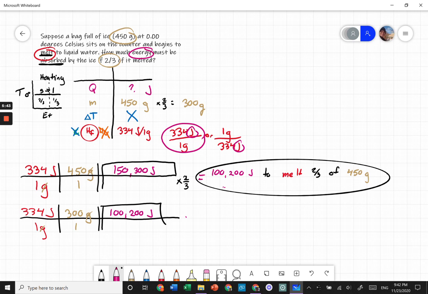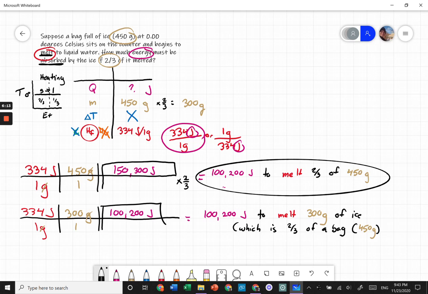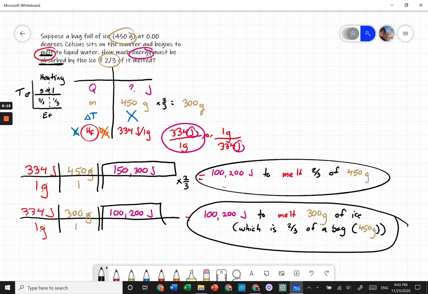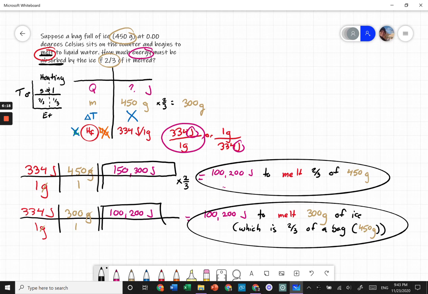So I'm just going to rewrite that. So that's 100,200 joules of energy to melt 300 grams of ice, which is 2/3 of a bag, where the bag is 450 grams. So either approach is acceptable, where you can do the 2/3 of your final answer or your 2/3 of your mass before plugging that in.